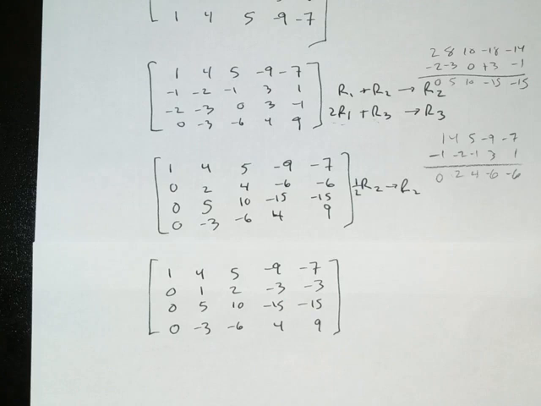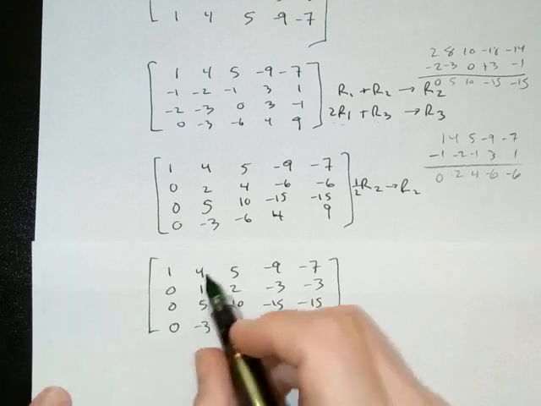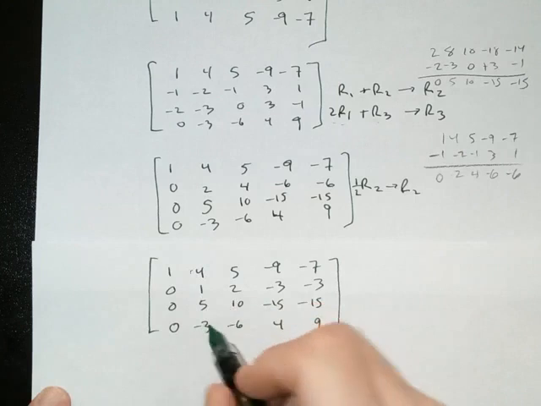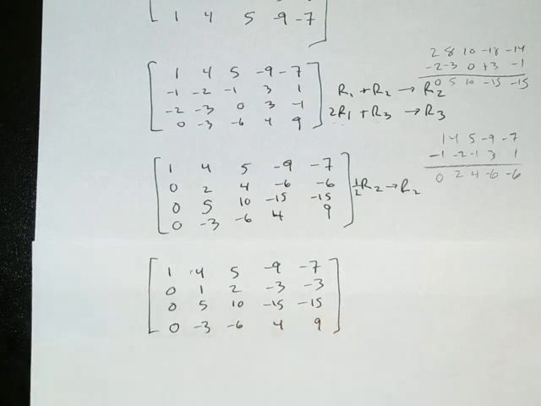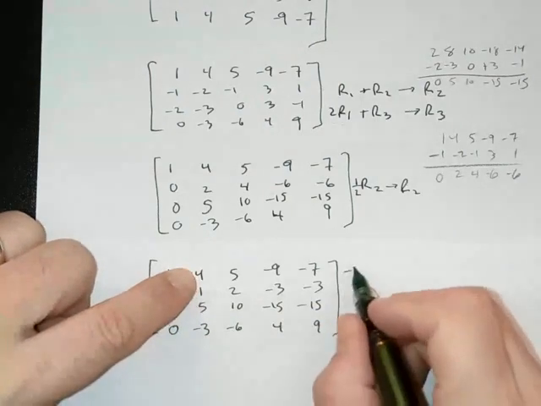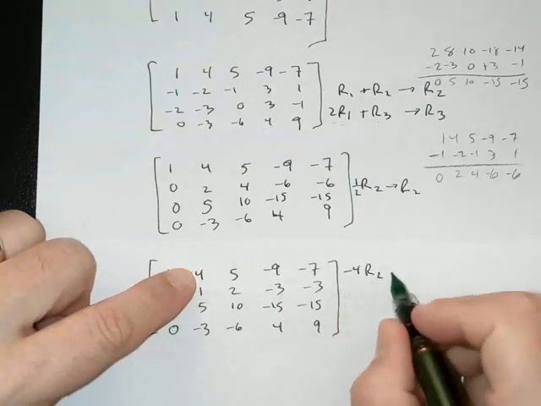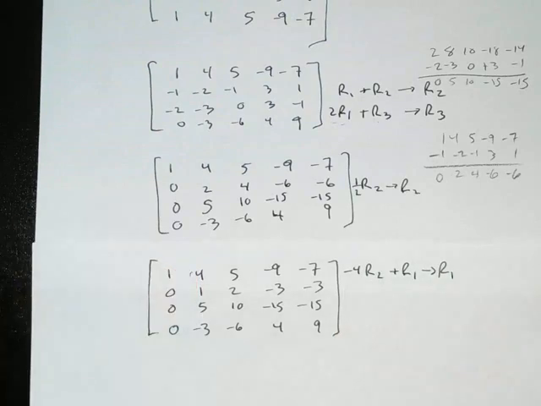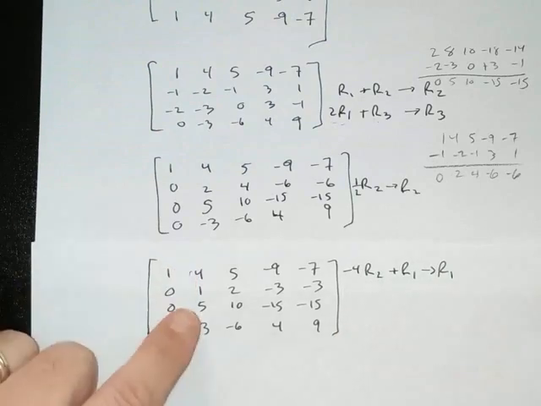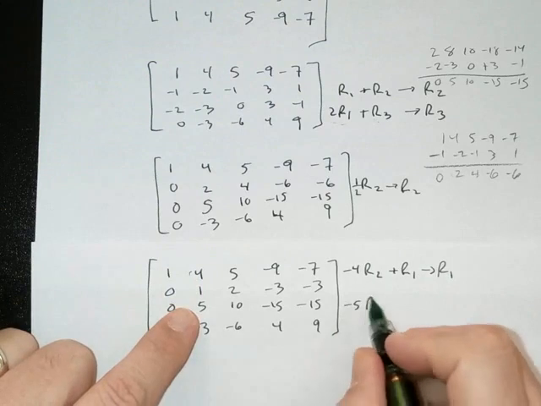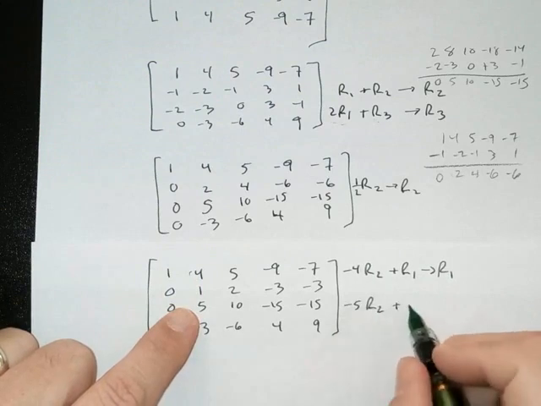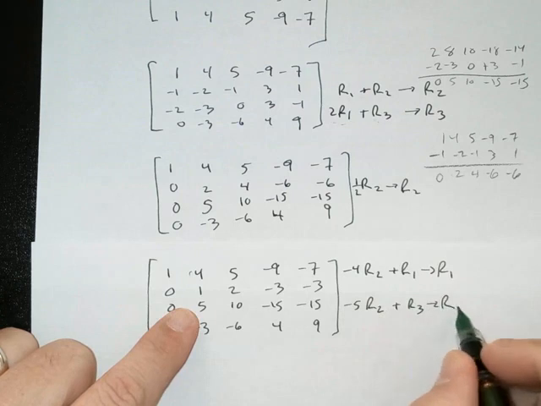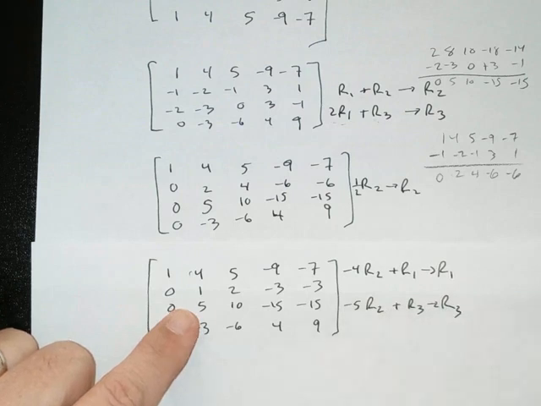So I'm not going to only work down, I'm also going to work up. I'm going to do 3 eliminations. I want to get rid of all other numbers except the pivot. So to get rid of this positive 4, I need a negative 4. Use my pivot and add it to the first row. To get rid of the 5, I need a minus 5. Use my pivot, add it to the third row, write my answer in the third row.